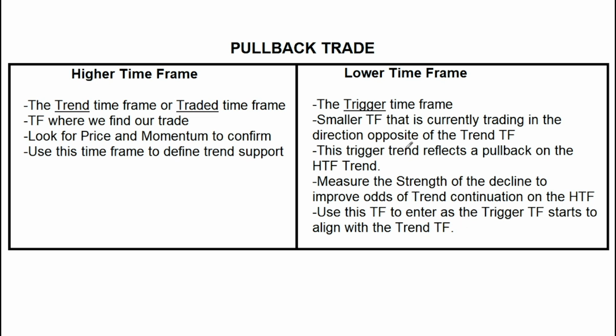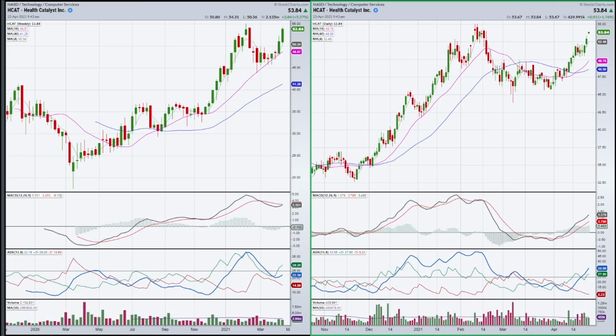And I'm going to use just a long example. The daily 5 I'm using today are all longs. So you want to use this time frame to enter when it starts to look like it's getting back in line, aligning itself back with the higher time frame. Let's go ahead and get into an example first, and this is HCAT. Here's the higher time frame.